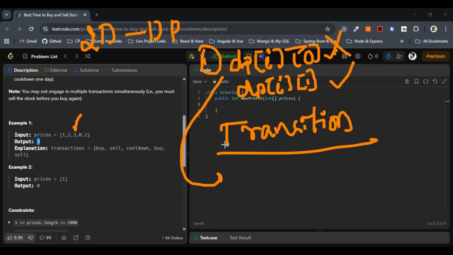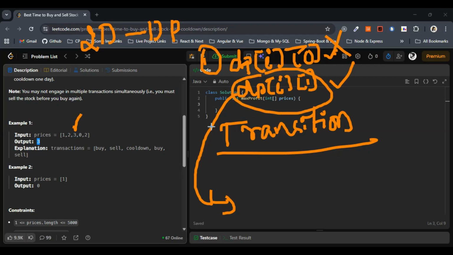If holding on day i, we will be going with dp of i,1. So this one will be max of dp of i minus 1,1 and dp of i minus 2,0 minus prices of i. I'll be explaining this one within the code itself. Either rest or buy today after the cooldown period. So these two we will be considering.